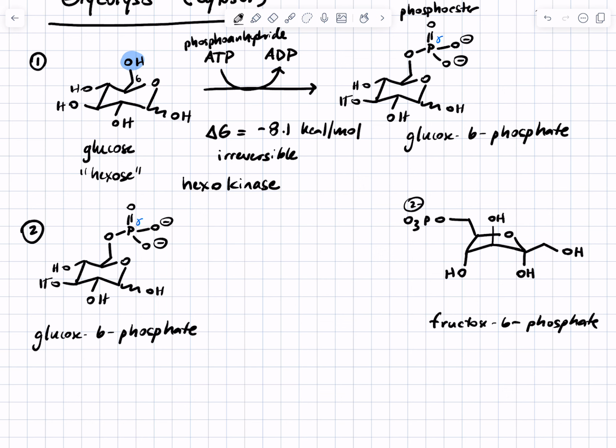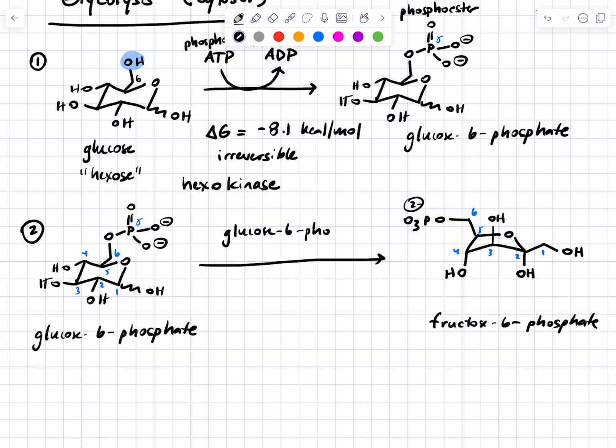So just to be really clear about what's happened here, 1, 2, 3, 4, 5, and 6 for glucose, 1, 2, 3, 4, 5, and 6 for fructose. Do you see how the hemiacetal carbon used to be on carbon 1, now it's on carbon 2? So that's an isomerization reaction. And conveniently, the enzyme is named glucose 6-phosphate isomerase.